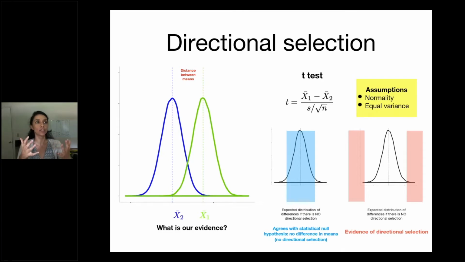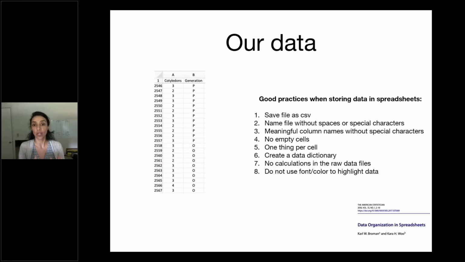So when we go back to our data and ask the question, can I use the t-test, we have to check these two assumptions. Again, with our data, Katie already showed this, we are counting the number of cotyledons of the plants that we have, and we record whether they are the parent generation, or generation 1, or the offspring generation, or generation 2. And I always like to point out that as the field of data science keeps growing, the way we store and record our data begins to matter a lot more.